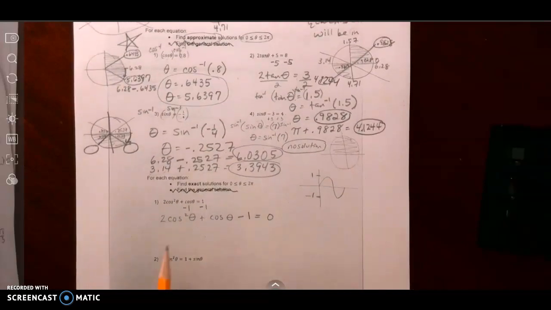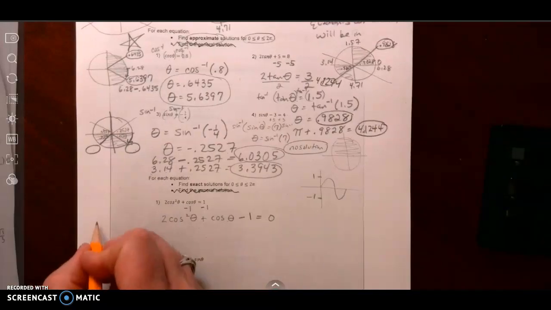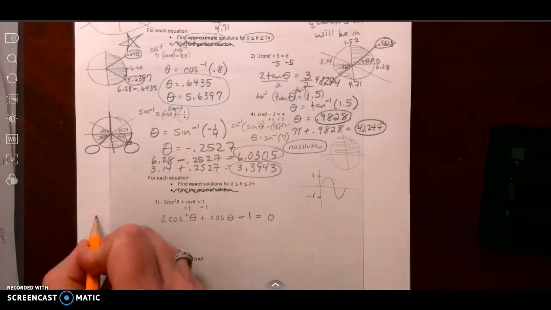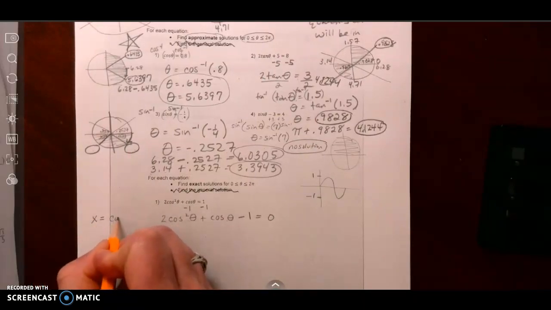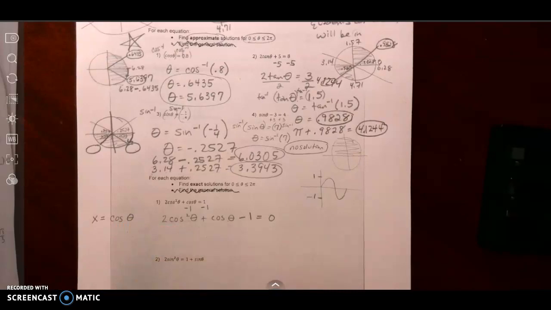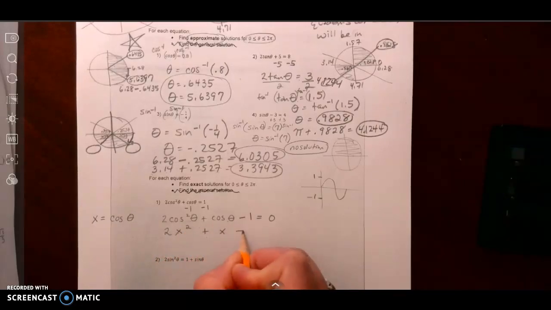Now, for a lot of people, having the words cosine squared and cosine here, they just don't understand how this could be factored. So what I'm going to suggest is that we do a little bit of substitution. Instead of writing cosine, let's let x equal cosine of theta, and rewrite this as 2x squared plus x minus 1 equals 0.